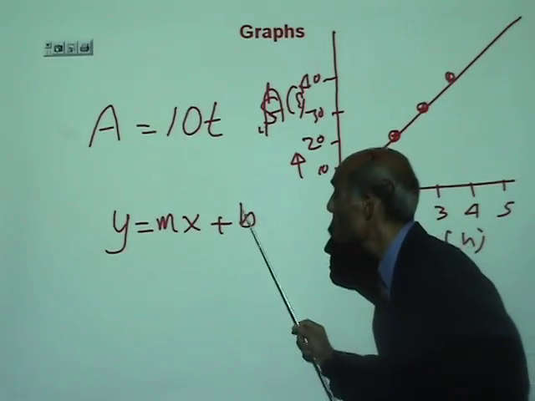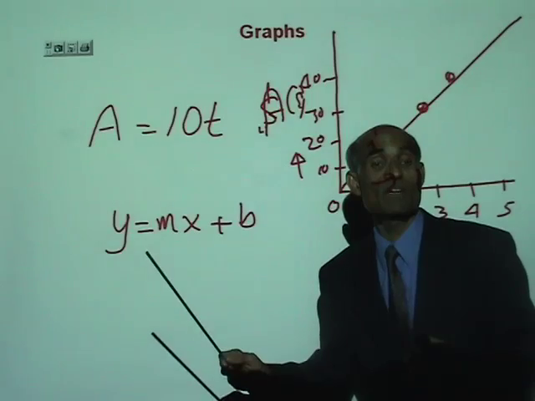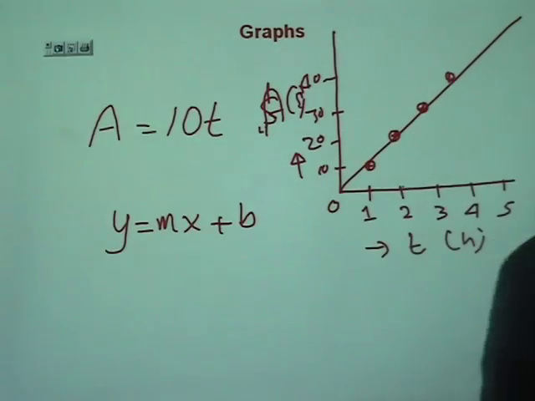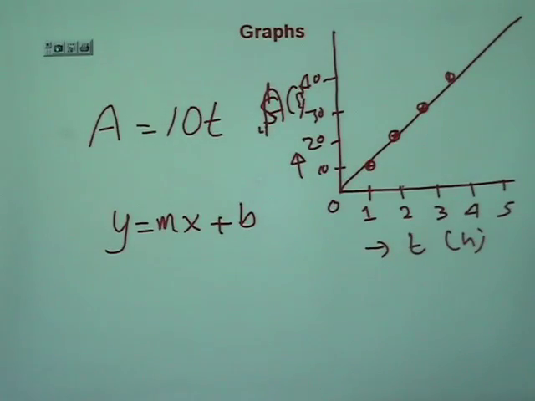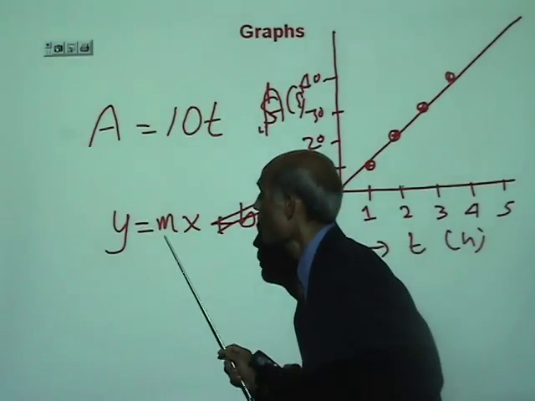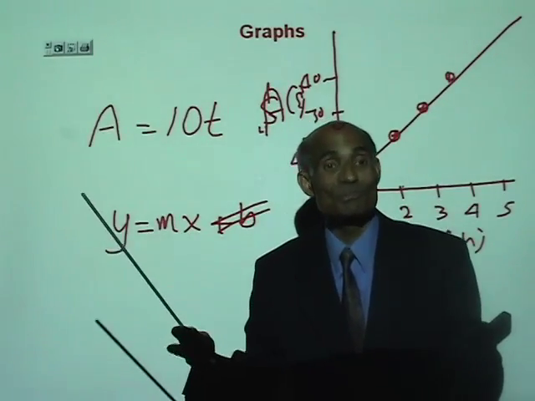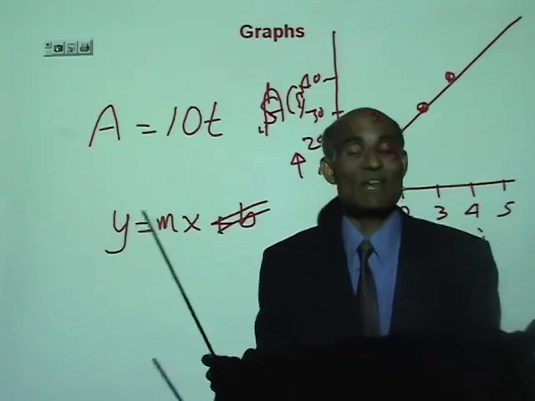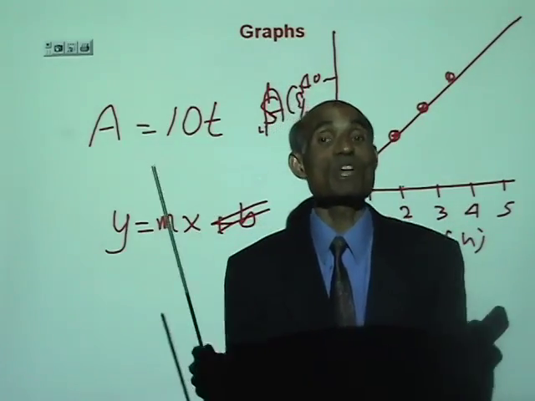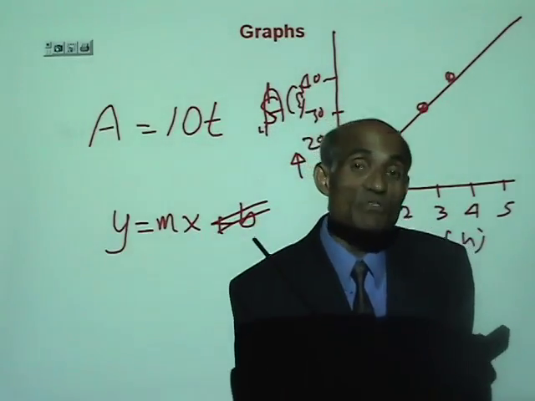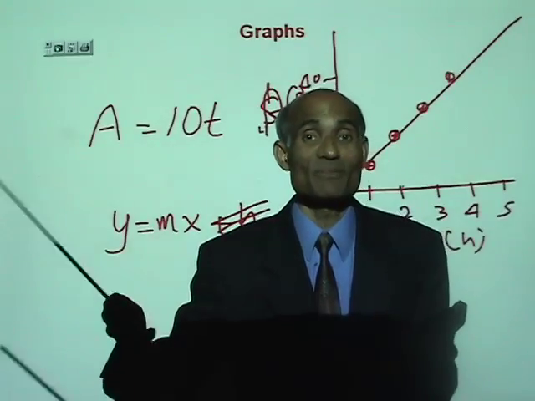So let's take away the b. Why take away the b? Because there is no y-intercept. So take away the b. Can you tell me, what does the m stand for? I'm sure you have heard about it. M stands for the slope. What does the slope tell you? What is the meaning of a slope? Slope is the rate of change.